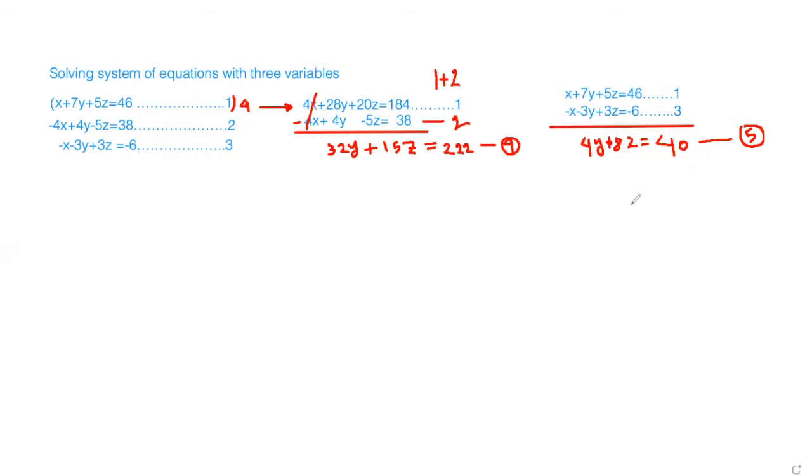Now you can see in 4 and 5, we have only y and z. So no more x. So we got rid of x. You can write here, this is by adding 1 and 3. So 1 plus 3 gives me this. Now we see we have 32y here. If we can make this one 32, then we can subtract it from 4.